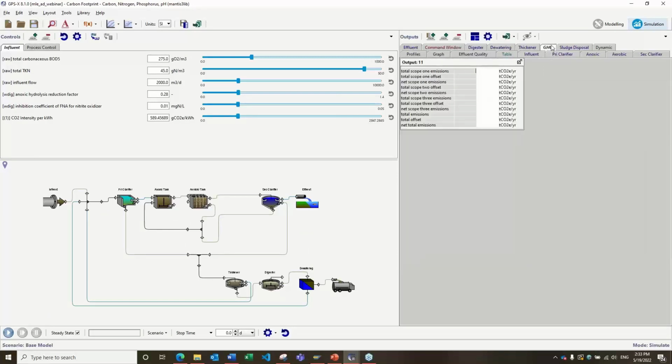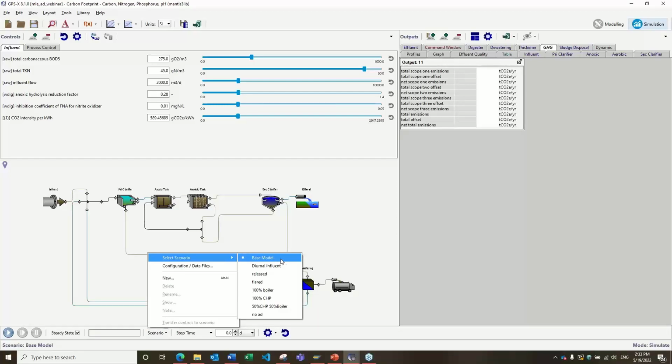For example, this is a greenhouse gas estimation for this particular plant. We are estimating scope 1 emissions. There are offsets, and this is a net emission here, scope 1. There are scope 2 emissions, scope 2 offsets, and the net scope 2 emissions, and some of the scope 3 emissions here, and the total emission, total offsets, and the net total emissions. So we have different scenarios here.